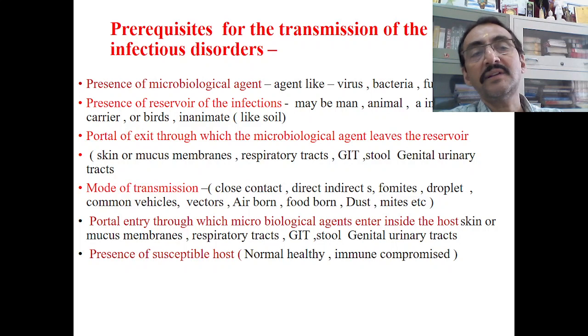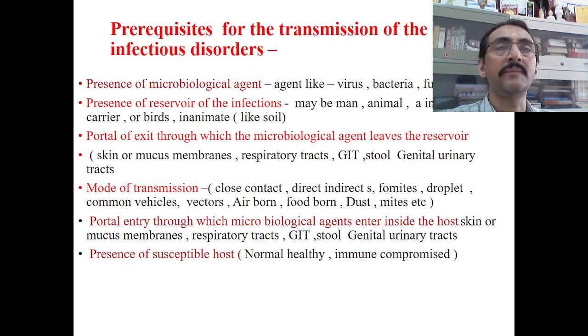Okay, so these are the different issues where we have to interfere. Either you increase the immunity of the person, or you block the portal of entry, or you block the portal of exit, or you block the mode of transmission, or you block the reservoir itself, or you block the microbiological agents itself. So these are the different points where we have to interfere.